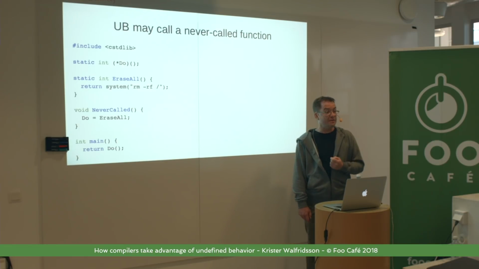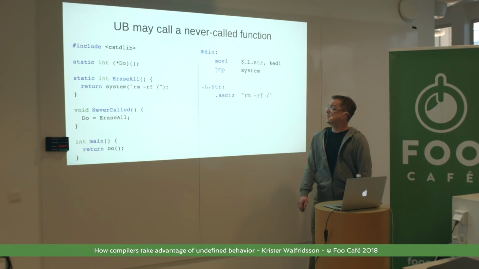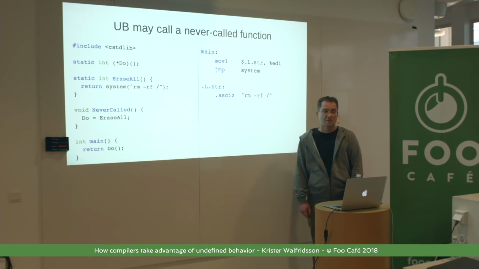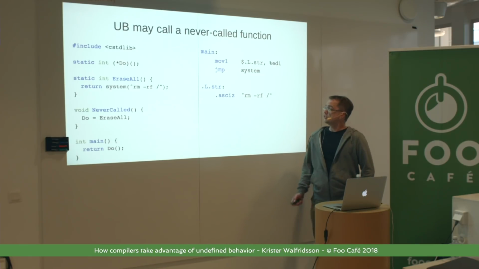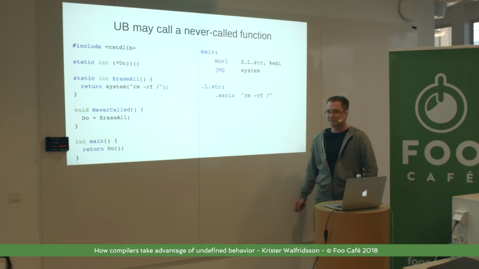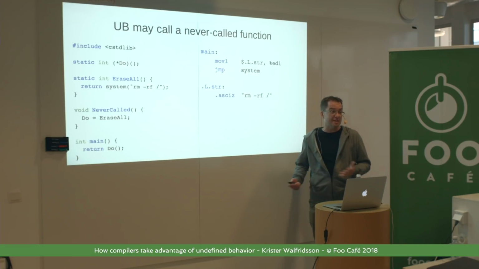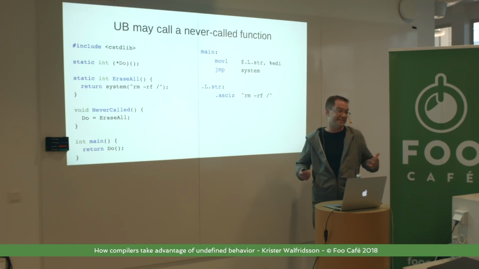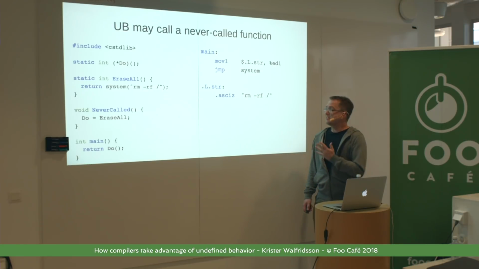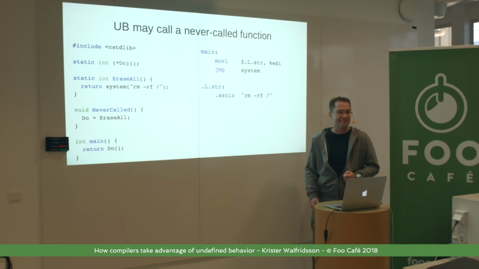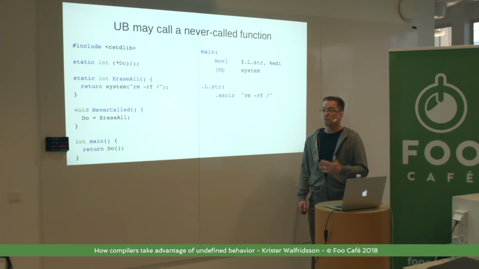But if you compile this with Clang 6, you will get this. So it calls system with rm -rf. So the question is, what is the compiler doing? If you go back to the first slide, since this is undefined behavior, the compiler can do exactly what it wants. But it doesn't do this just to be evil. It actually follows from how the normal reasoning works.